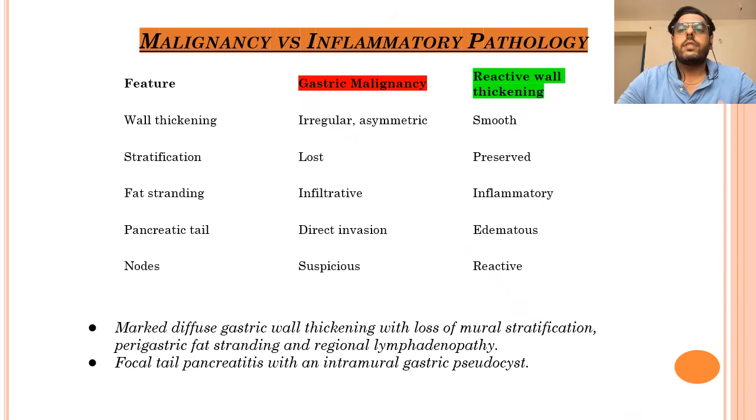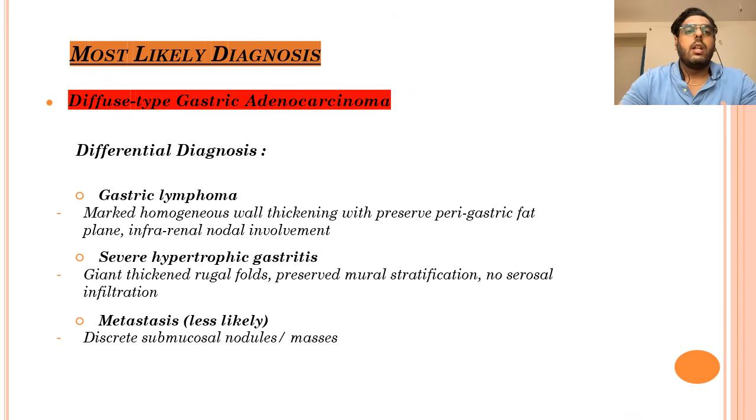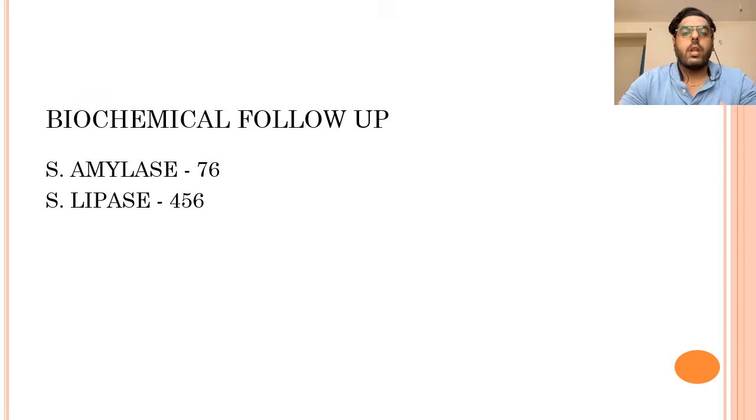So, overall imaging features favored malignant etiology over the inflammatory pathology, as we can see in the table that the characteristics in our case of irregular asymmetric wall thickness, loss of normal mural stratification, infiltrative fat stranding, and suspicious nodes were more in favor of malignancy than just the reactive wall thickness. The most likely diagnosis was given as diffuse type gastric adenocarcinoma, and differentials were labeled as gastric lymphoma, severe hypertrophic gastritis, and less likely, metastasis.